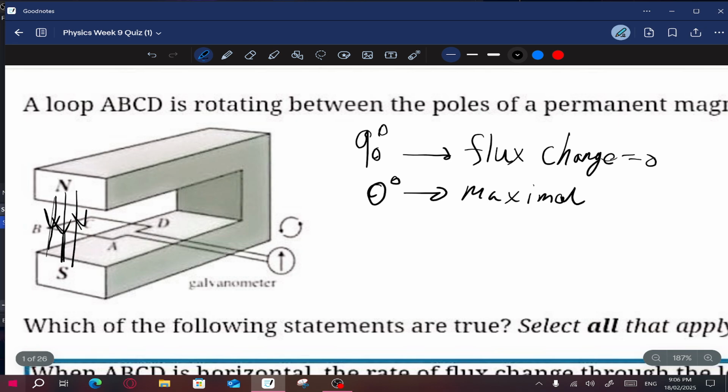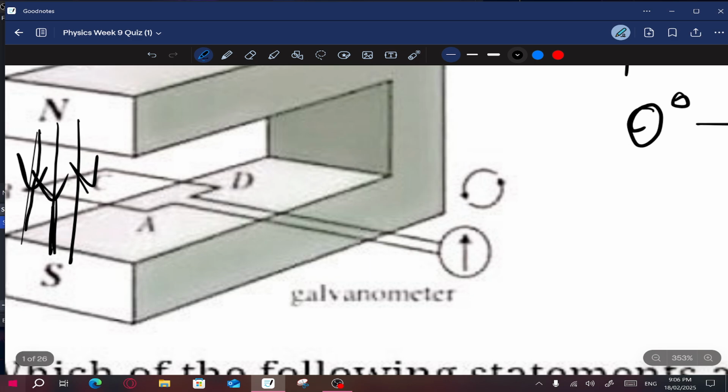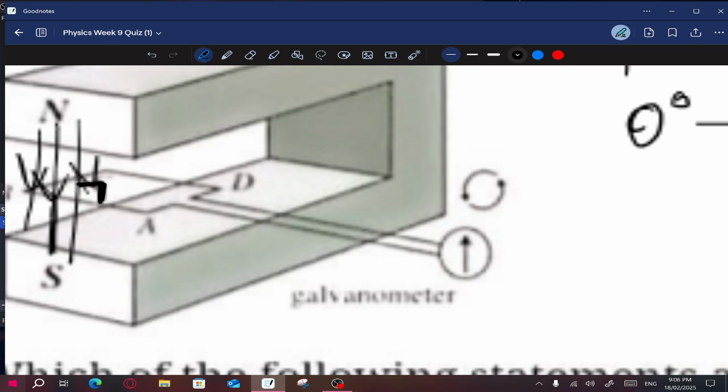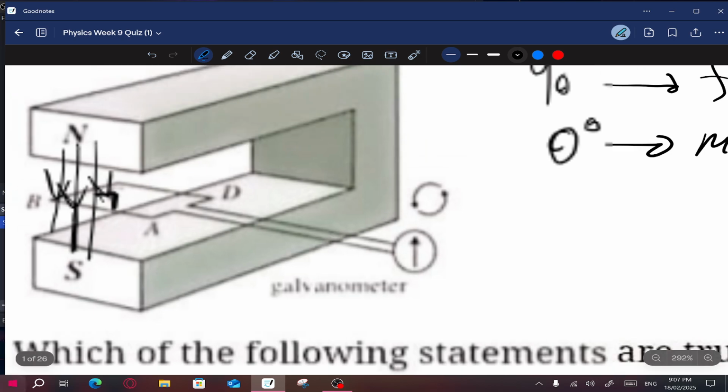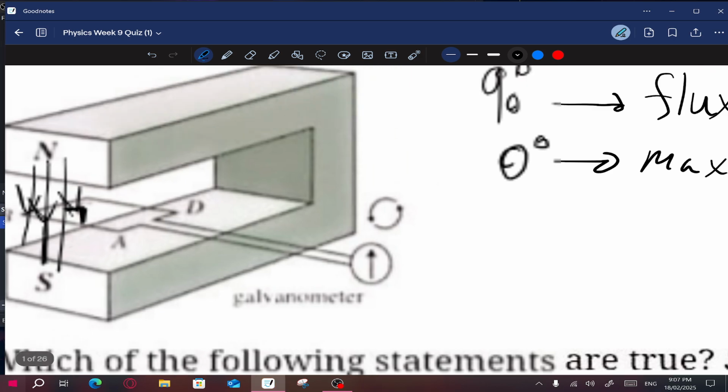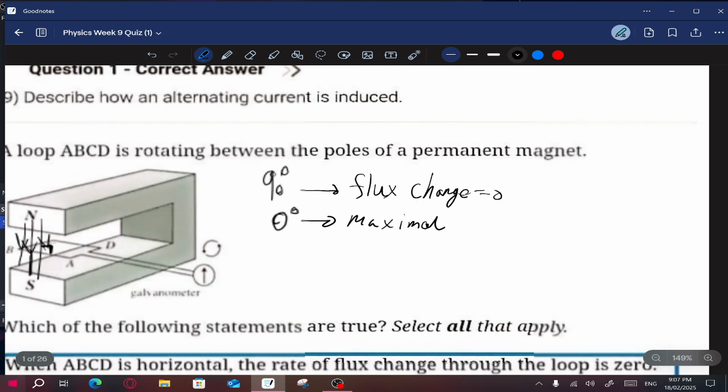Now that we know this, here you can see that it is making 90 degrees with the magnetic field. By the way, we're talking relative to the magnetic field, not relative to the plane or the normal. You can see it's making a 90, which means that since it is horizontal, it is going to give me a 0 flux change.